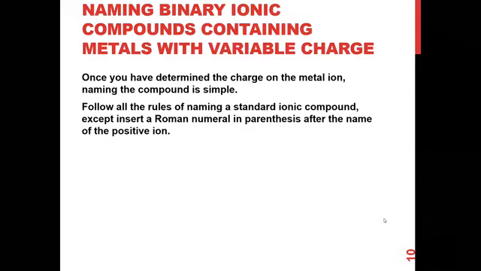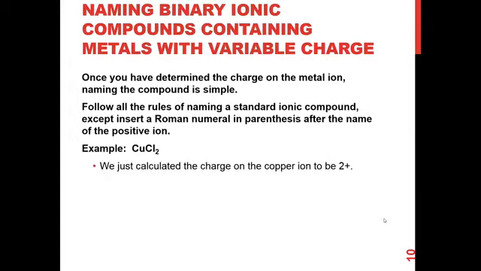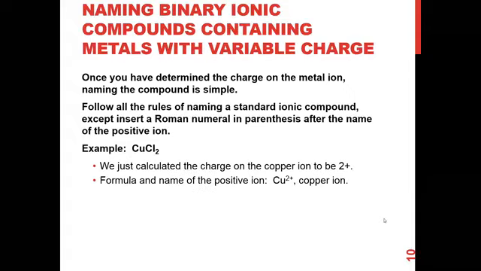We're going to follow all the rules for naming that standard binary ionic compound that we just talked about, except we are going to insert a Roman numeral in parentheses after the name of the positive ion that is going to be equal in value to the charge on that metal. So, CuCl2. We just calculated the charge on the copper ion to be 2+. So the formula and name of the positive ion then is Cu2+, which is the copper ion.